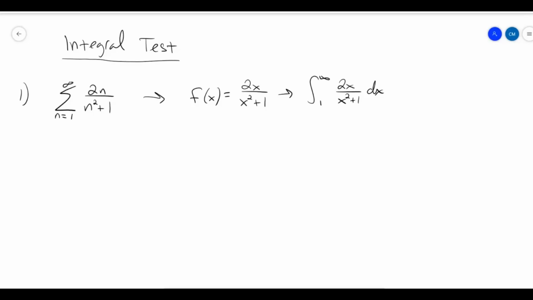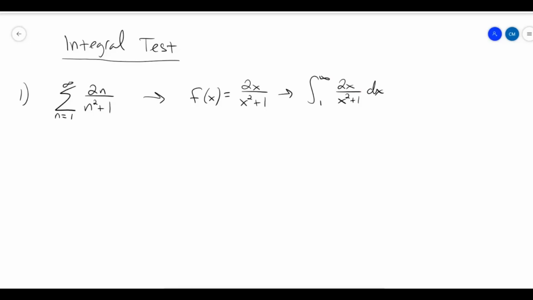I'm not going to bother with that on this problem. You can just take my word for it that that function is definitely decreasing for values of x that are bigger than 1 anyway. So we'll skip that. But in general, you'd probably want to check, is the function actually decreasing?